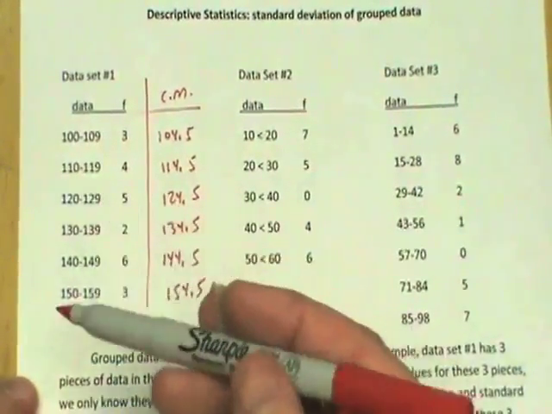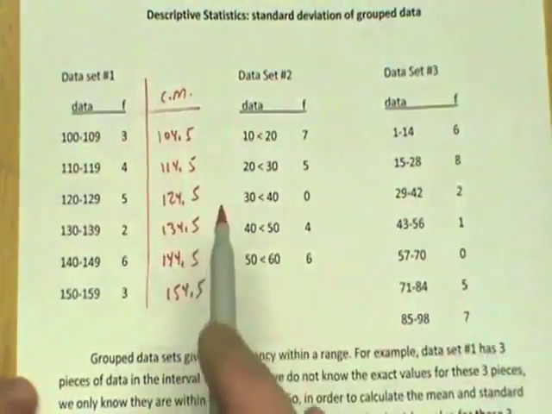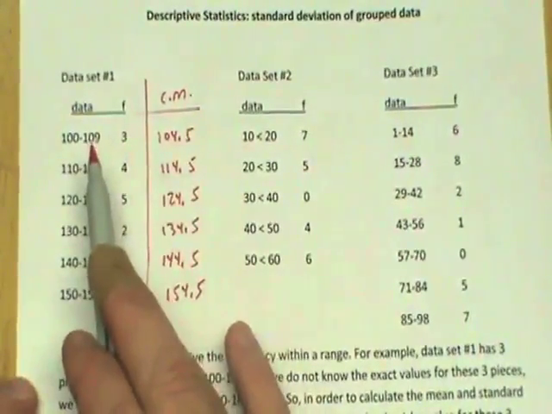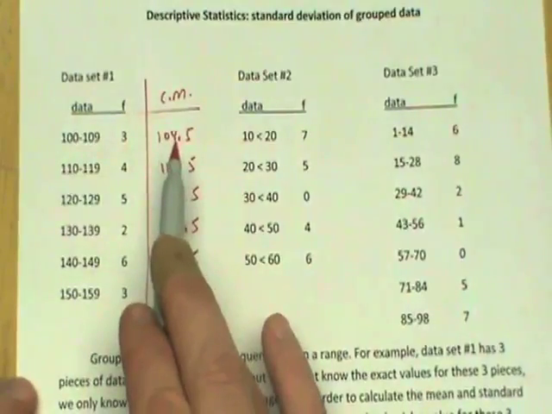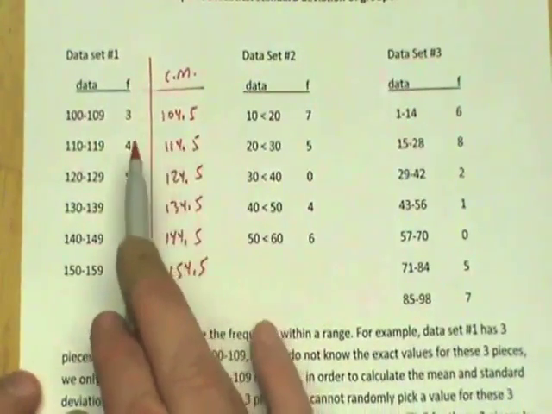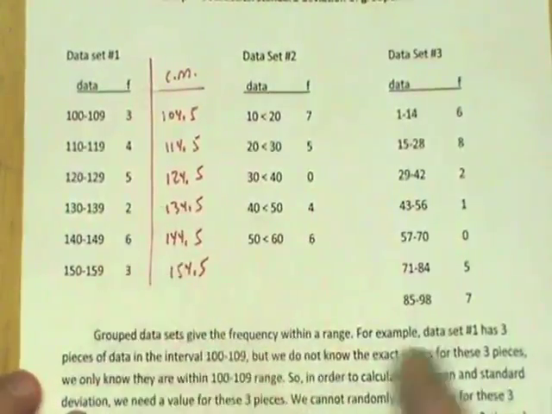So what we do is we basically make it up and we lie, but we do a conservative lie. And a conservative lie is we make each piece of data the middle of the range. So the middle of 100 to 109 is 104.5. So we're going to enter in our calculator 3 of those. And then the middle of that is 114.5. We're going to enter in 4 of those, and then 5 of those, and 2 of those, and 6 of those, and 3 of those.